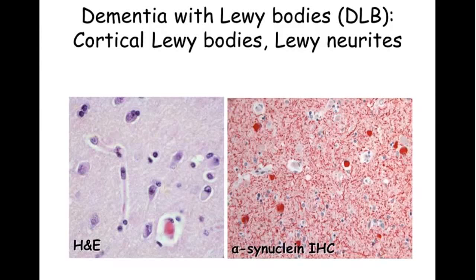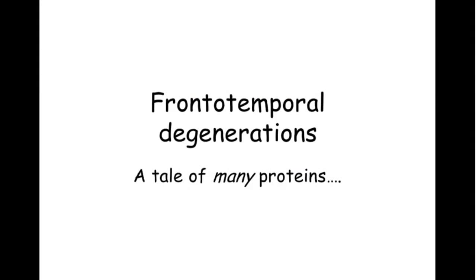On the other hand, in the right-hand panel is an alpha-synuclein immunostain section of neocortex demonstrating not only large numbers of Lewy bodies, but also a dense feltwork of Lewy neurites in the background, all of these being pathological structures in this particular case. Next, let's discuss the frontotemporal degenerations, which I will subtitle A Tale of Many Proteins, because this is a heterogeneous group of disorders that may be characterized by the accumulation of lesions that consist of a variety of different kinds of abnormal proteins depending on the particular disease condition under consideration.